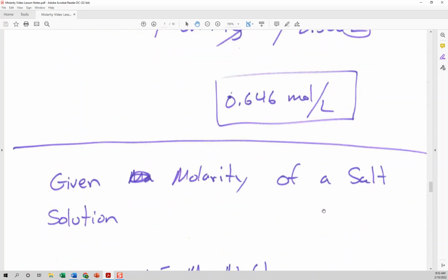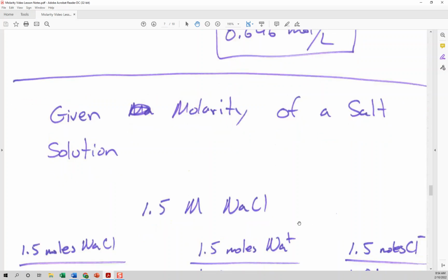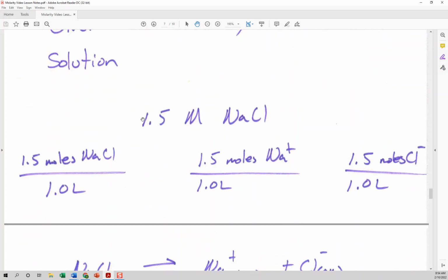All right. So now I kind of want to focus more on salt solutions. Okay, so ionic compounds dissolved in water, all right, and understand what the molarity gives us, okay? If I'm given a molarity of a salt, of an ionic compound, I'm really given 3 different measurements, okay? So let me show you what I'm talking about, all right? So I'm told that I have 1.5 molar sodium chloride. So 1.5 molarity sodium chloride, right?